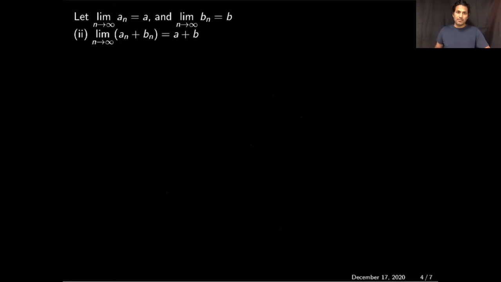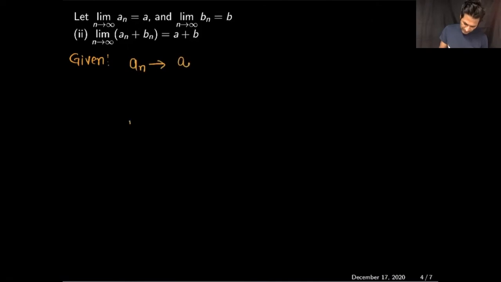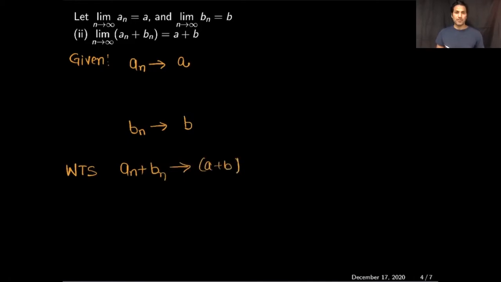Next, we will prove the second part of our theorem, which says that the sequence an plus bn converges to a plus b. So first I will start with what is given. We have the sequence an converges to a, and also we have the sequence bn converges to b. This is the given statement. And what I want to show is that the sequence an plus bn converges to a plus b.